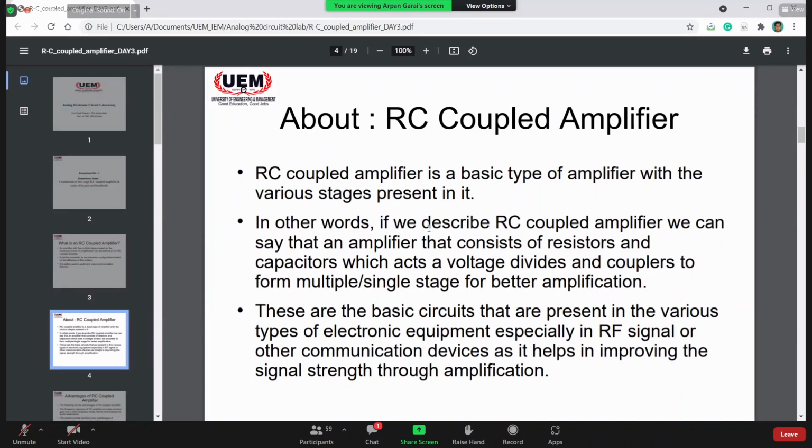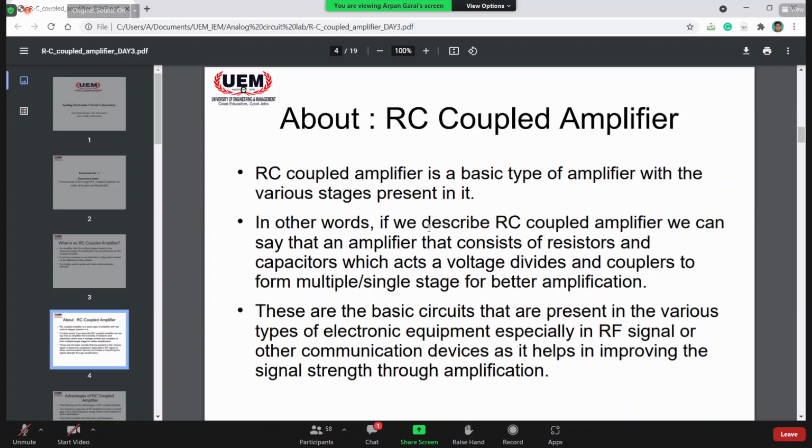Now, in other words, if we describe the RC coupled amplifier, we can say that it is an amplifier that consists of resistors and capacitors which act as voltage dividers and couplers to form multiple stages for better amplification. The resistors are basically used to divide the voltage. If you connect resistors in parallel, the voltage is basically divided.